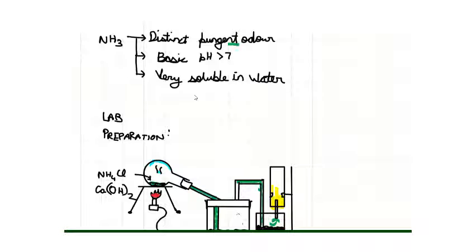It has a distinct and pungent odor which is non-poisonous, but when inhaled in large quantities, it can cause death. It is basic in nature, that means it has a pH of more than 7 and it is highly soluble in water. More than 700 volumes of ammonia can be dissolved in just 1 volume of water. Ammonia is also less dense than air, which means that it displaces air downwards.